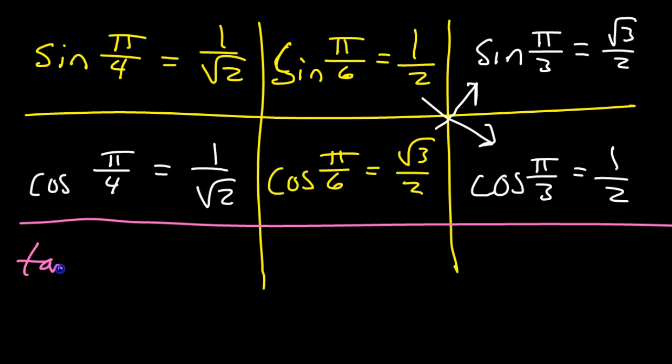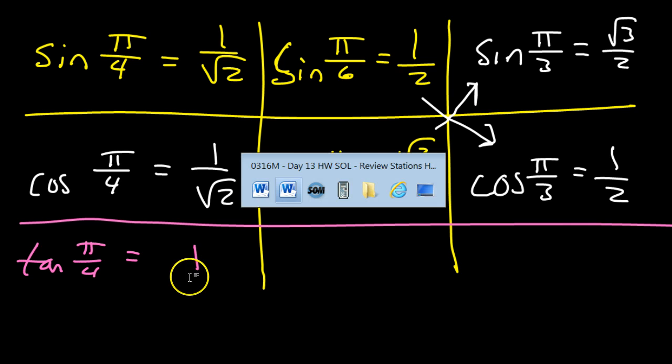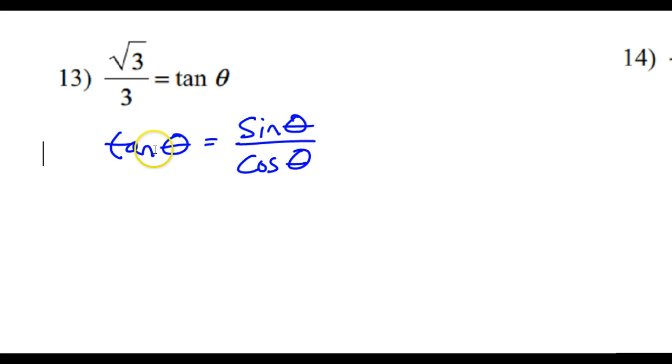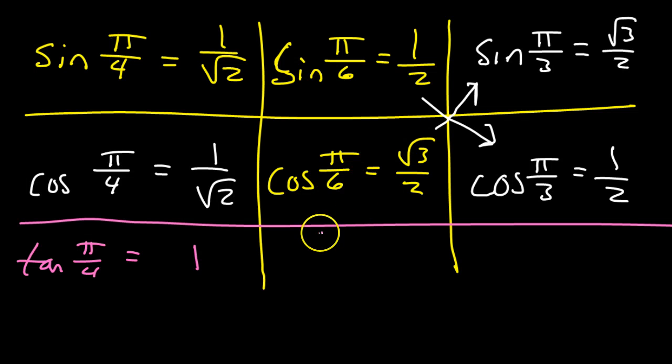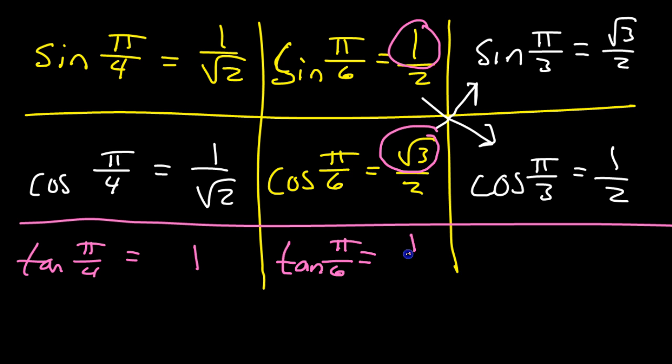So for this one, the tangent of pi over 4, this over this is just going to be 1. So there's no way that 1 is equal to radical 3 over 3. All right, how about pi over 6? Well, sine over cosine, that would be 1/2 over radical 3 over 2. Now remember how the denominators will cancel out. So it's really going to be like 1 over radical 3. Okay, so the tangent of pi over 6 would equal 1 over radical 3.